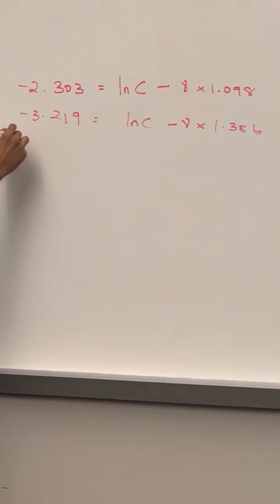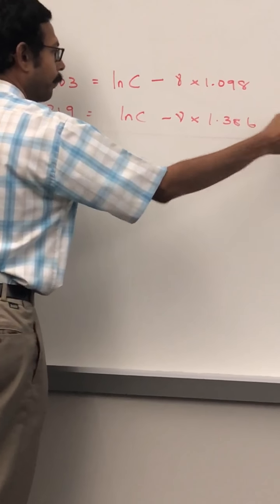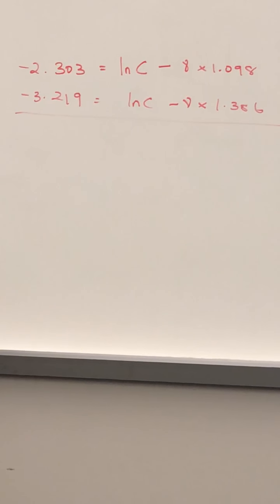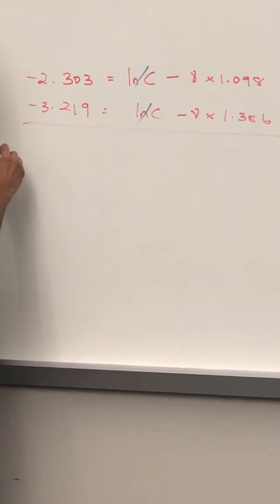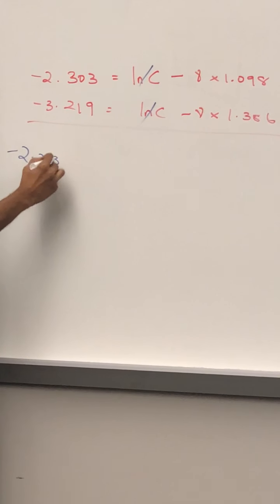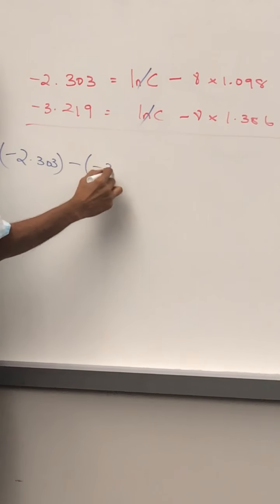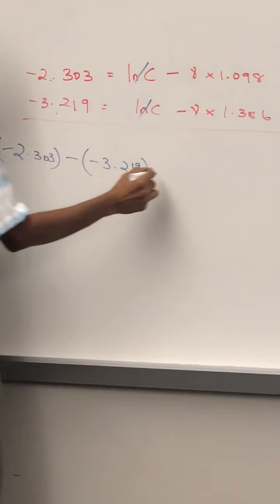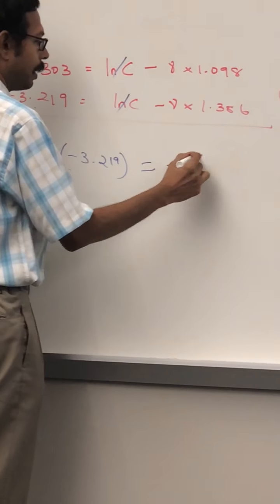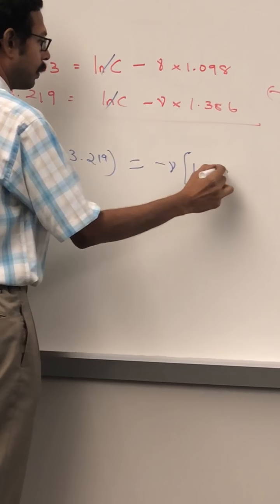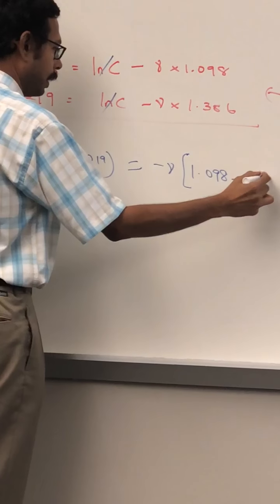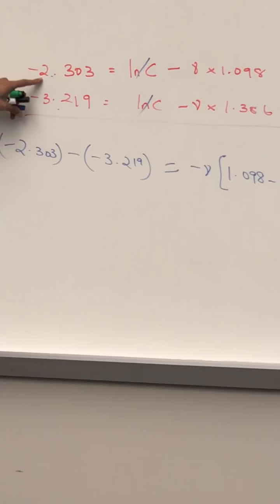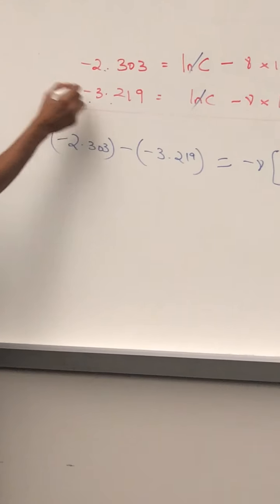So if I do the first equation minus the second equation, what will happen? The log C term will cancel out, and so it is minus 2.303 minus this 3.219. Equal to. Okay, so equals, so minus gamma, if I take it outside, it's 1.098 minus 1.386. So this as it is, the first equation minus the second equation.